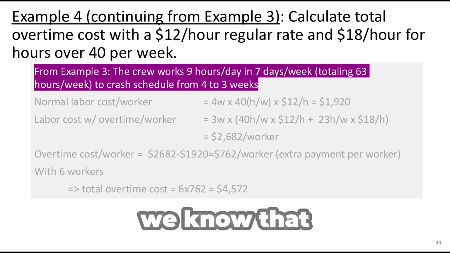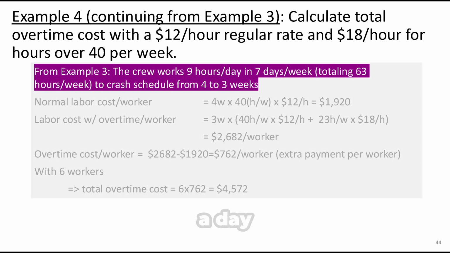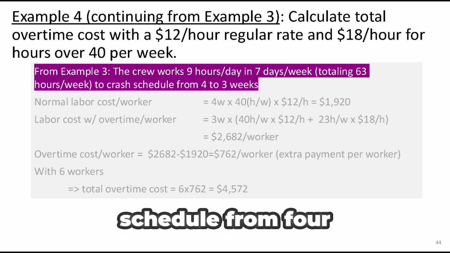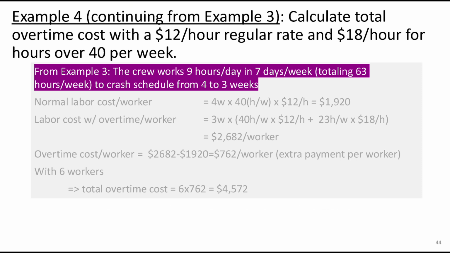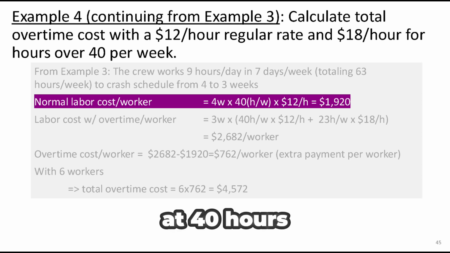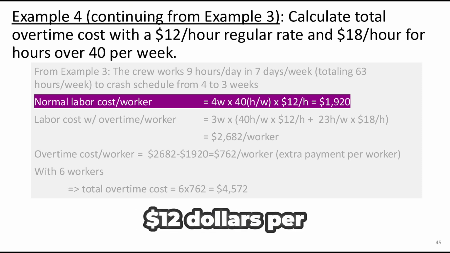From example 3, we know that the crew is working 9 hours a day, 7 days a week, totaling 63 hours per week, to shorten the schedule from 4 weeks down to 3 weeks. First, let's calculate the normal labor cost per worker for 4 weeks at 40 hours per week and a rate of $12 per hour.